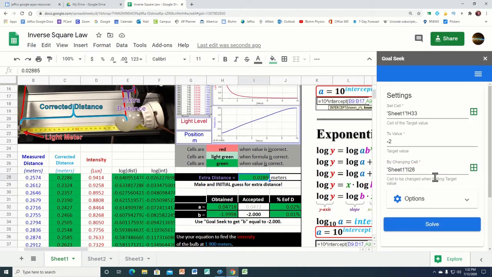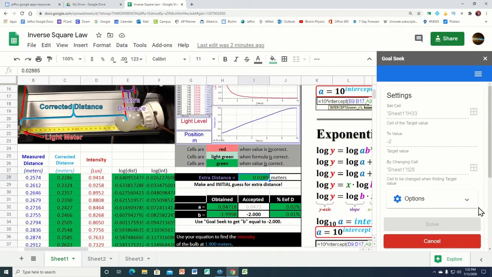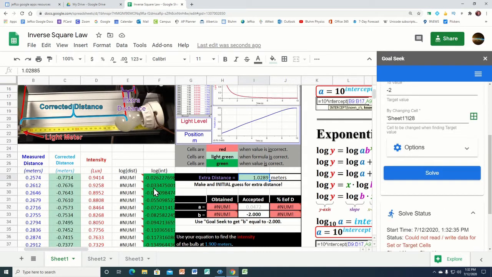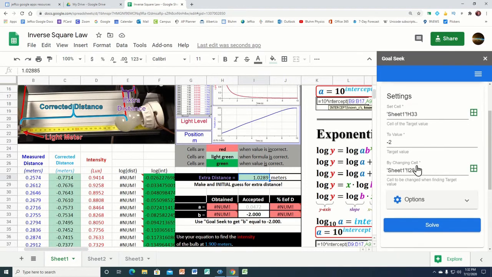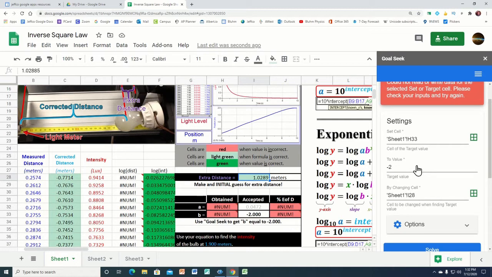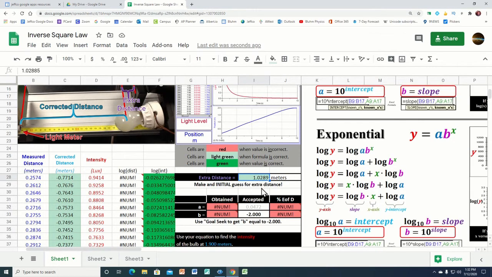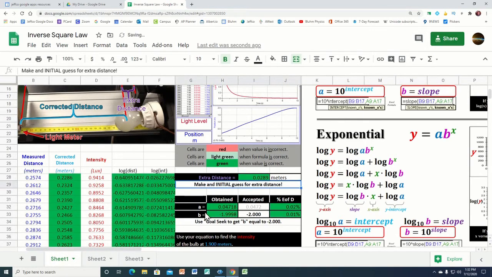Now I have played with this a number of times today and I don't think it's working. We'll try it one more time, but it's thinking, and yeah, it screwed up. I like Google Sheets for a lot of things, but it frustrates me to no end about this one. So we will undo that and go back to our 0.02885 there, and everything's good.